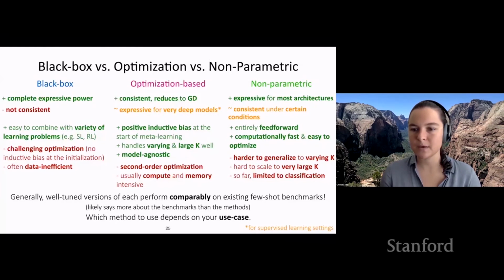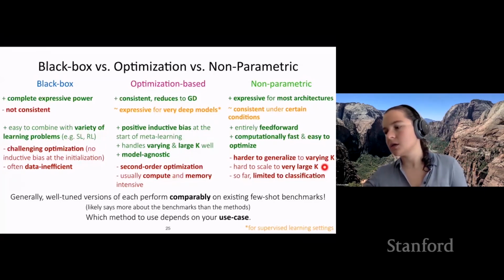Yep. And the second question is, why does the non-parametric approach not generalize to very large cases? Maybe each class has multiple modes, and that might be the problem when we have a large number of K for the non-parametric approach.